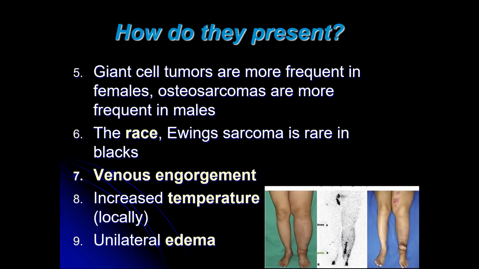If you look at an extremity and you see venous engorgement with an increased temperature, you have to think of a tumor. And they can have unilateral edema.